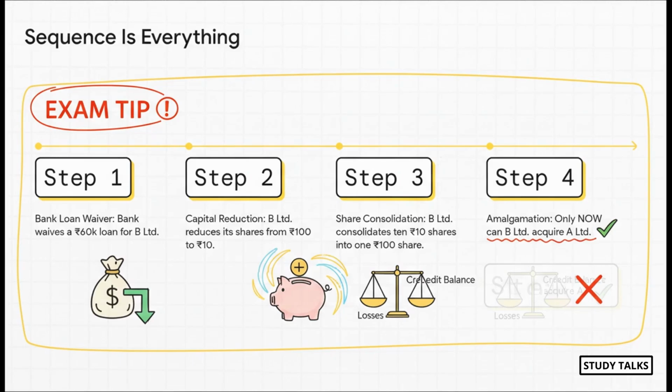This is just a brilliant example of how ICAI layers concepts on top of each other, and the sequence here is absolutely non-negotiable. You have to pass all the internal reconstruction entries for B Limited, the buyer, first.